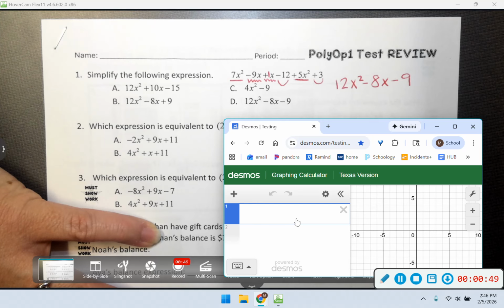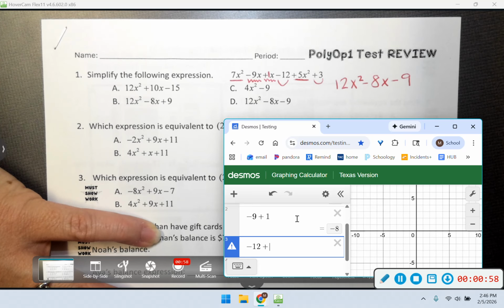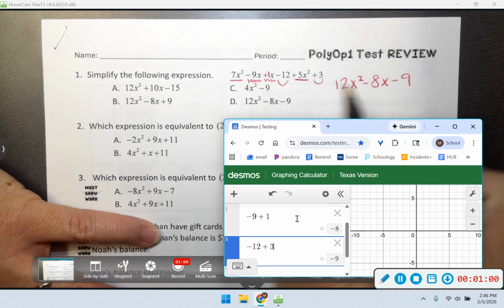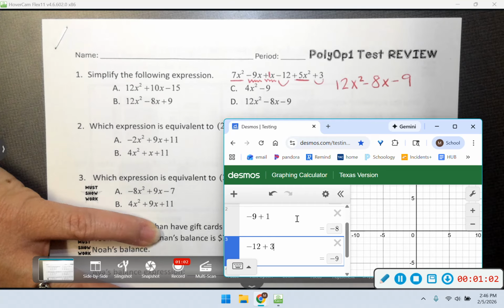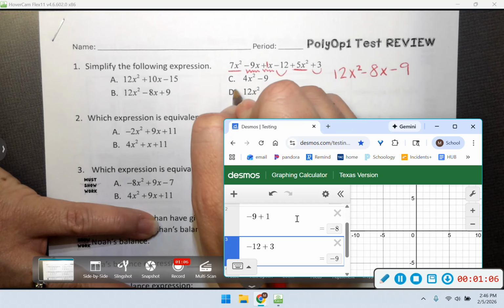So you could have done 7 plus 5, negative 9 plus 1, and negative 12 plus 3. So that gave me all the numbers. I just have to remember to put my letters and my exponents back behind it. So 12x squared minus 8x minus 9 is D.